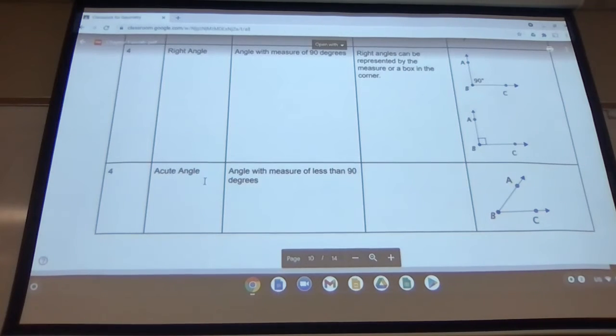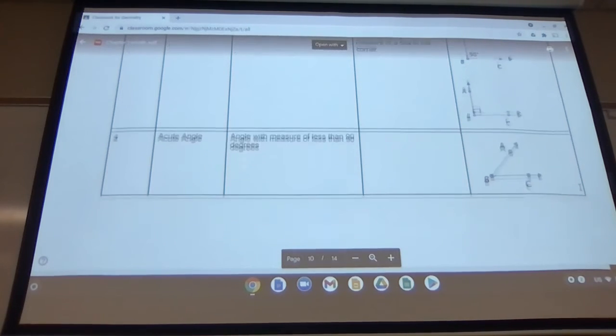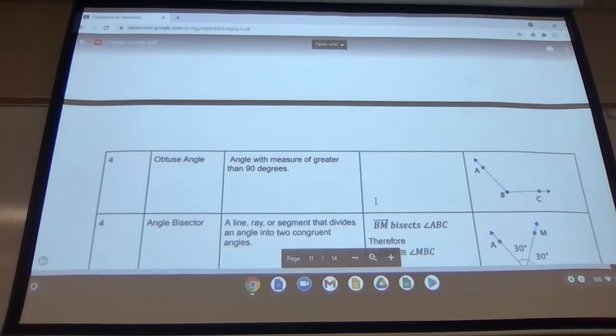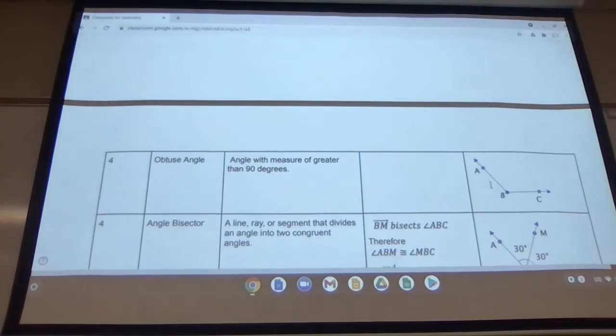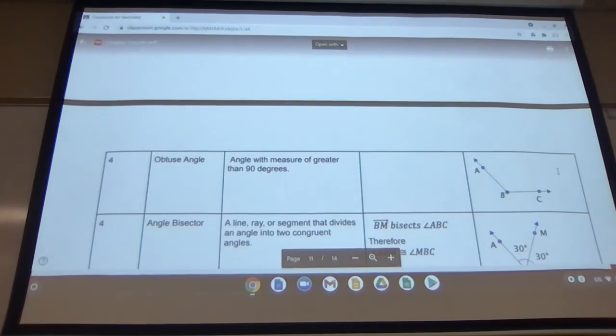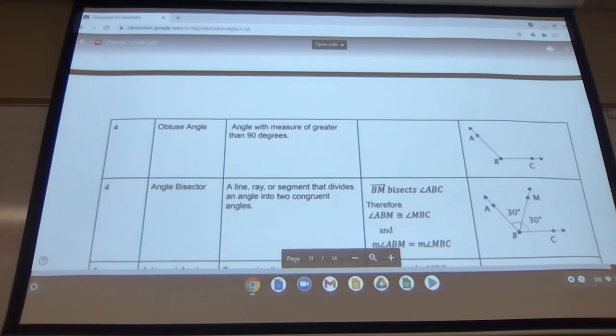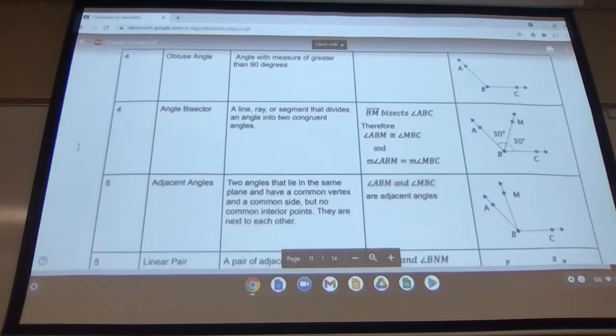If you're less than 90 degrees, that's going to be called an acute angle. Here's a picture over here of an acute angle. That angle is less than 90. And an obtuse angle is going to be greater than 90 degrees. That means it's opening up more than 90 degrees. This angle over here, that picture is an obtuse angle. How many people have heard right, acute, and obtuse before? Okay, nothing new there.